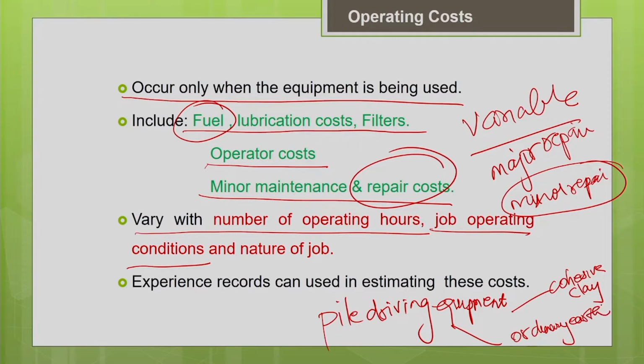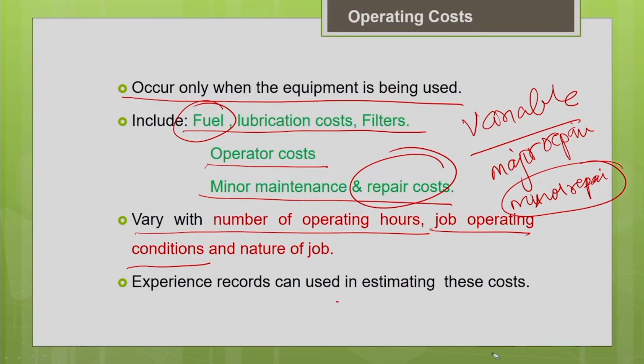Obviously, the one which is working in the cohesive clay will incur more operating cost. Its wear and tear will be more, power consumption will be more, fuel consumption will be more and the repair cost will be more. So like this we can give a number of examples. So the operating cost depends upon the nature of the job also. It depends upon for what job you are using the particular equipment.